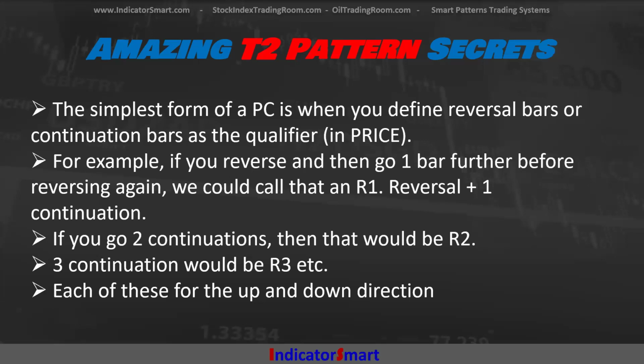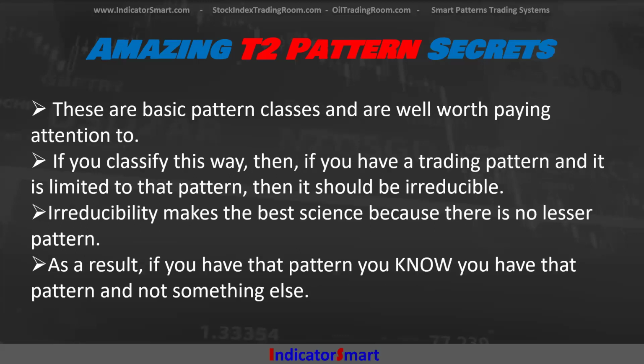Reversal plus one continuation. If you go two continuation bars before you get another reversal going the other way, it'd be R2. Three continuation would be R3, etc. Like I said, we'll look at a chart in a minute. Each of these for the up and down direction. So these are basic pattern classes that are well worth paying attention to.